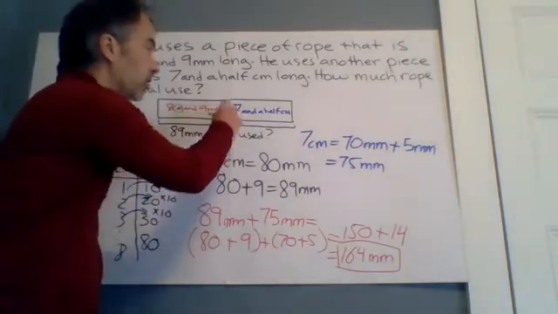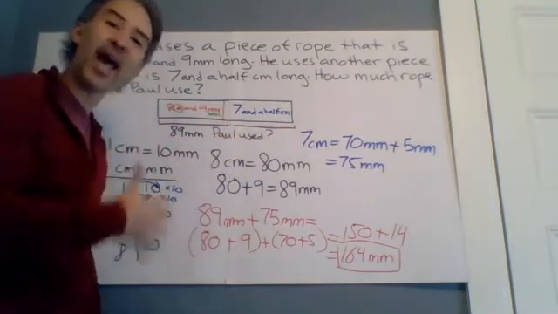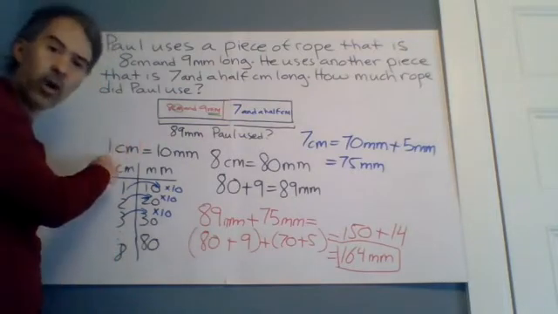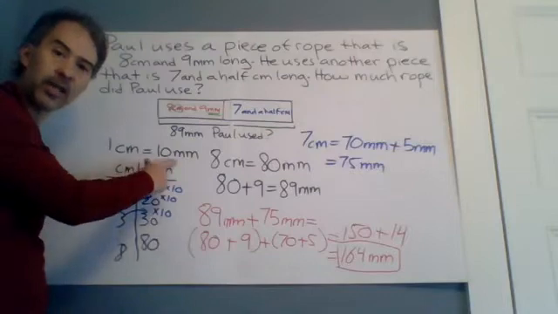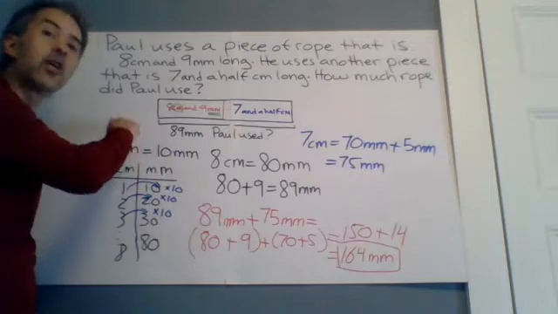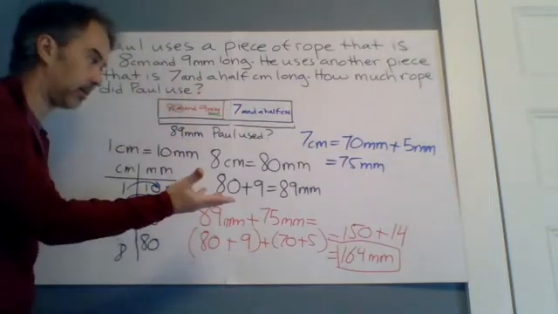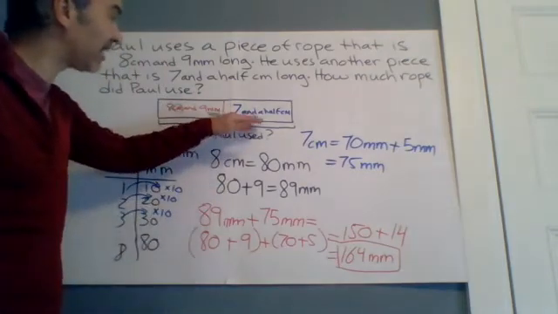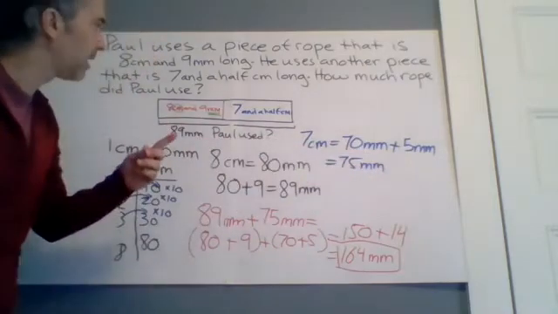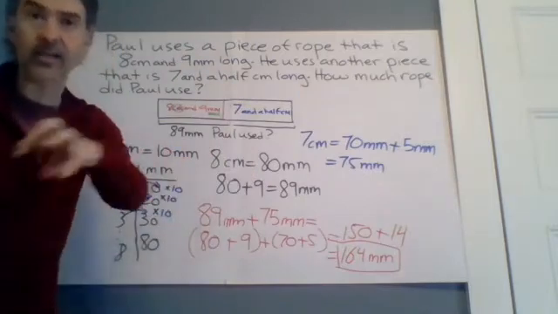Paul also used a second piece. The second piece is 7.5 centimeters. Well, 1 centimeter equals 10 millimeters. So 7 centimeters times 10 millimeters equals 70 millimeters. So I know that 7 centimeters is equal to 70 millimeters. Now, he uses 7 centimeters and a half a centimeter.